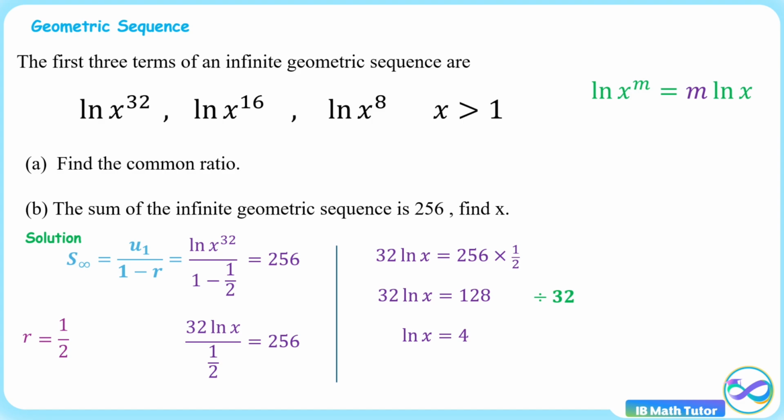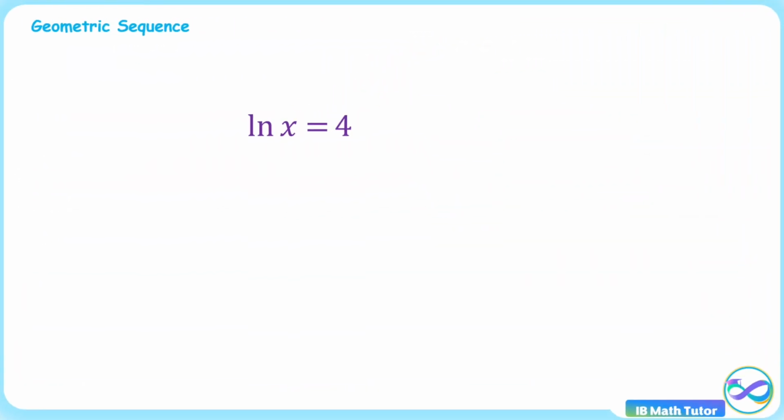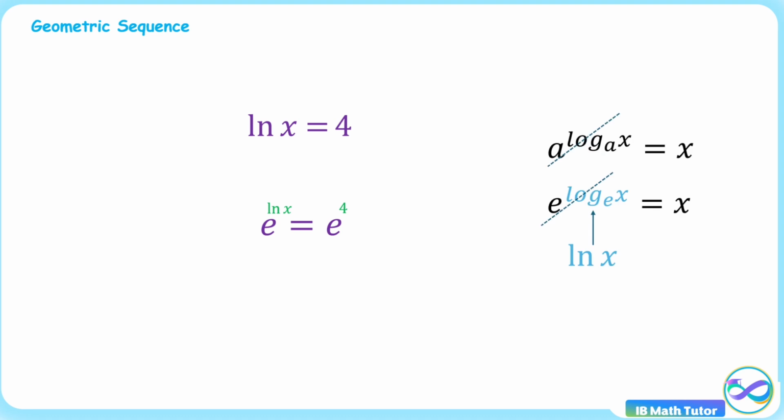Therefore, if we need to get x, it would be equal to e to the fourth power. Let's clarify the last equation in a different way. We will raise both sides of the equation to the base e. Now, as we know from this property of logarithms, ln and e cancel each other, since the natural log has base e. Therefore, we have x equals e to the power of 4.